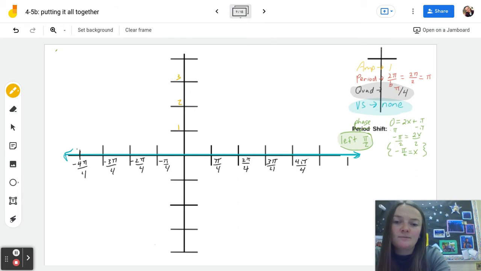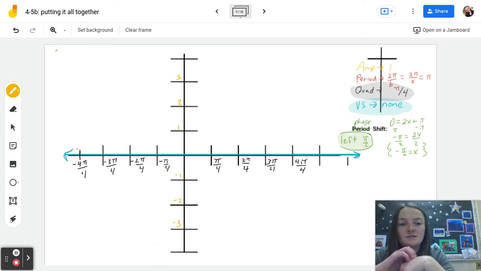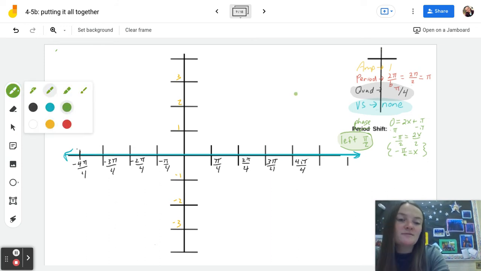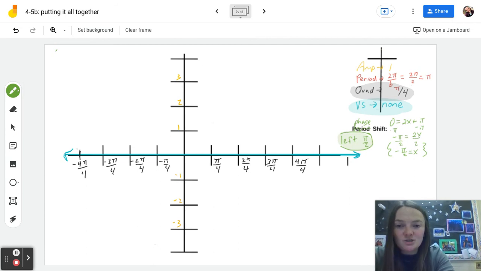So 1, 2, 3, negative 1, negative 2, and negative 3. All right, so from there, I want to go ahead and focus on the phase shift. The phase shift says that I'm moving left pi over 2. So traditionally, my function is going to start at the y-axis, but because I have a phase shift, I'm going to shift it left pi over 2.